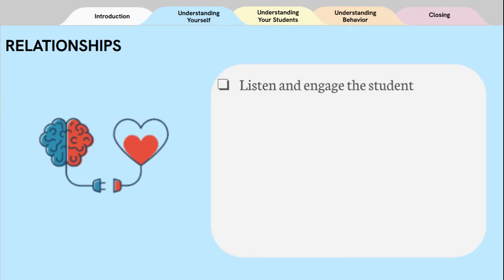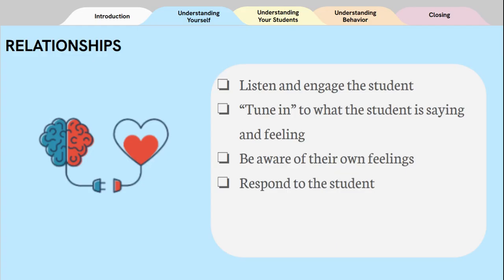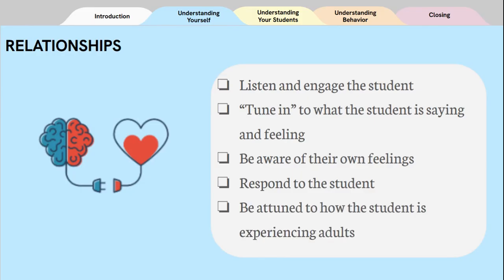For relationships, it's important that we listen and engage with the students. We're really tuning into what the student is saying and feeling, and not just what we are hearing or what we are feeling in the moment. We need to be aware of their feelings. Choose how we respond to the student based on our relationship, and be attuned to how the student is experiencing the adults around them.